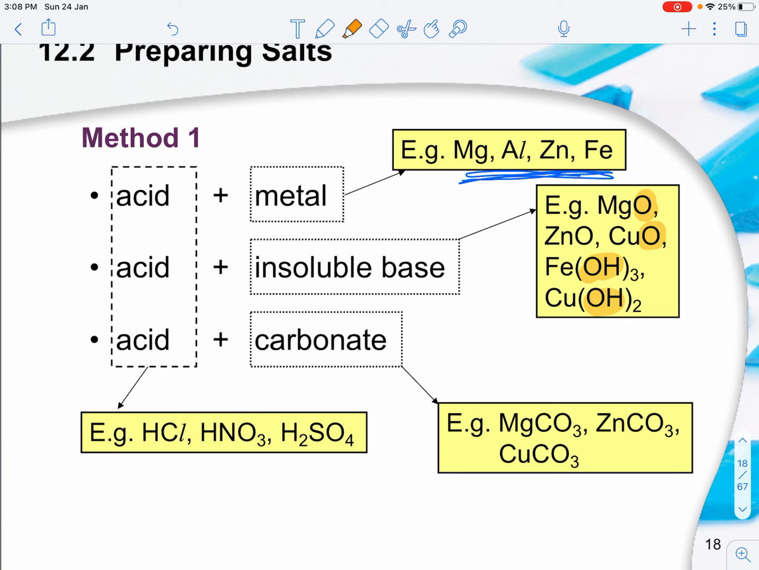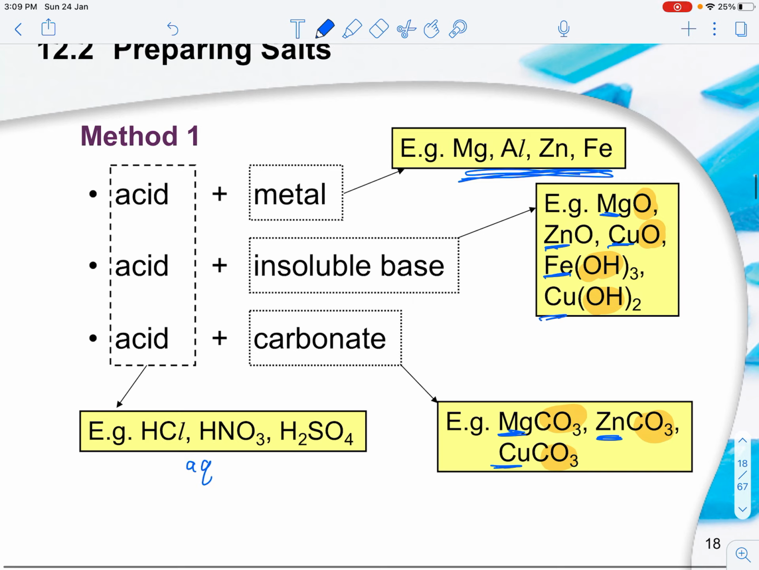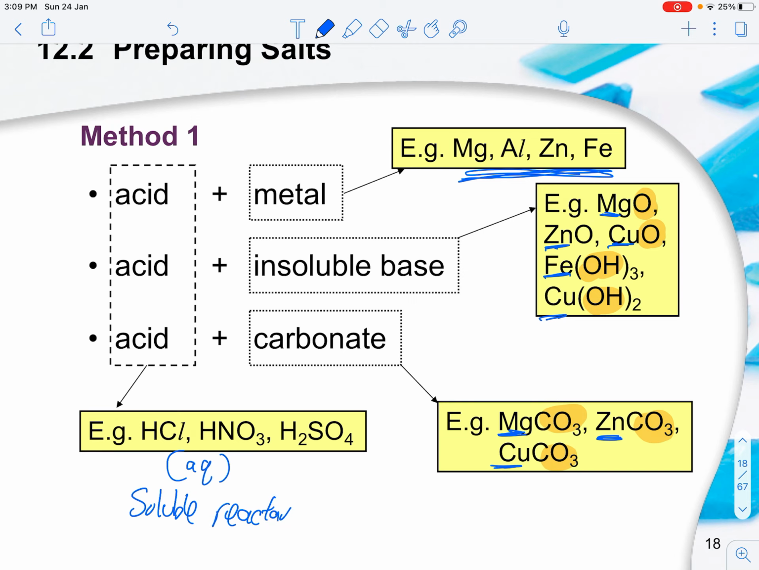The meaning is still there: it's still attached onto the respective metal, so the reaction can still occur. It's just that you see which form you use. Then of course carbonate again, the metal is inside, but you are attaching it to a different portion, which is your carbonate. The acids that we usually use are hydrochloric acid, nitric acid, and sulfuric acid. These are the common ones, and all of these are aqueous, which means they are soluble reactants.